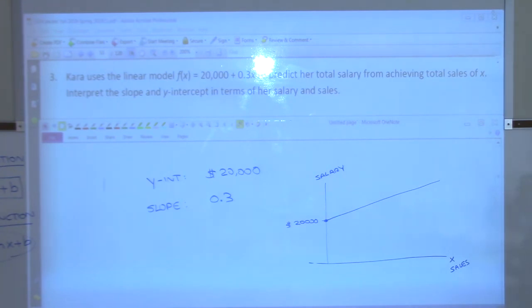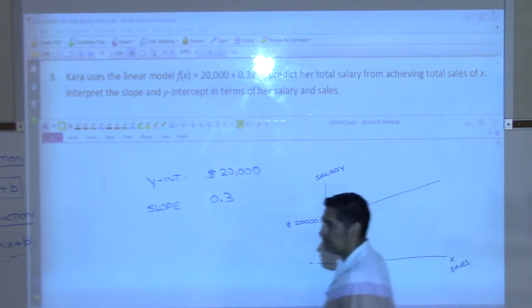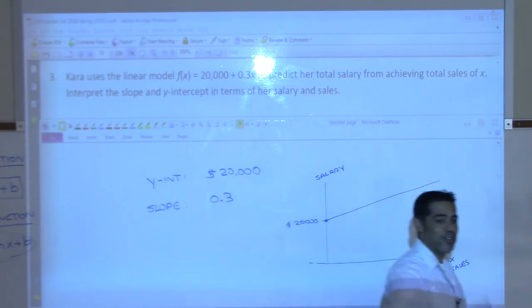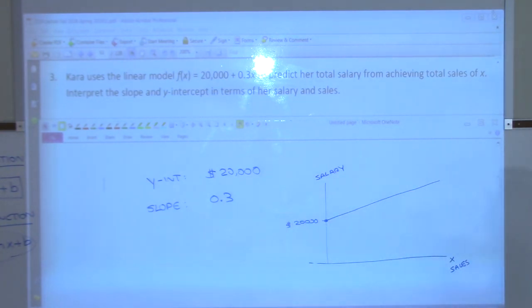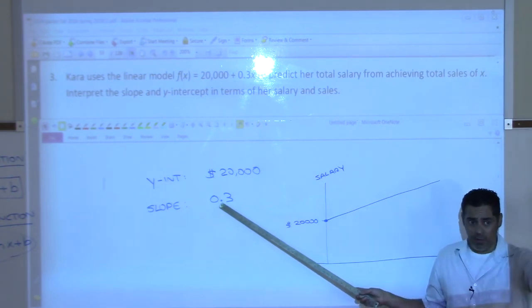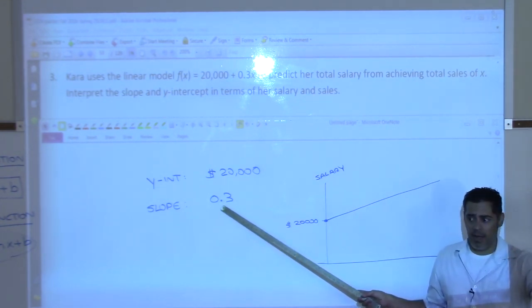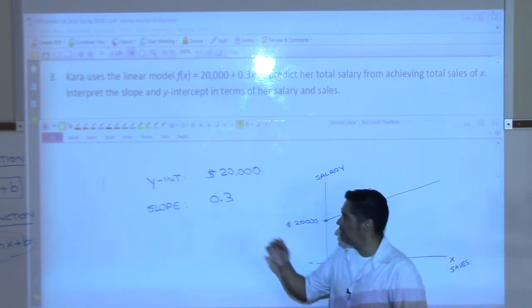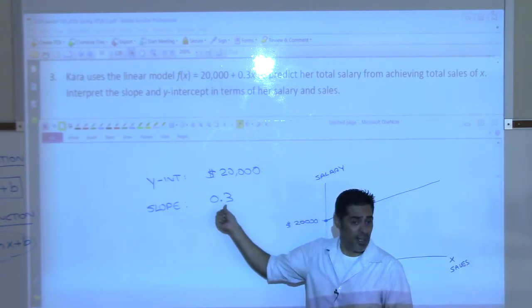Can we interpret that any further? You're off the hook, Dyson. I want to see if anyone can interpret what the 0.3 means. Okay, what do you think that 0.3 means? So she gets 30% of every sale that she makes. Okay, so here they don't really tell us what this sales is. We don't know what sales is here. Would y'all agree with that? But the 0.3 is converted to a percentage, 30%. That's exactly a perfect answer. She's making 30% of what she sells.